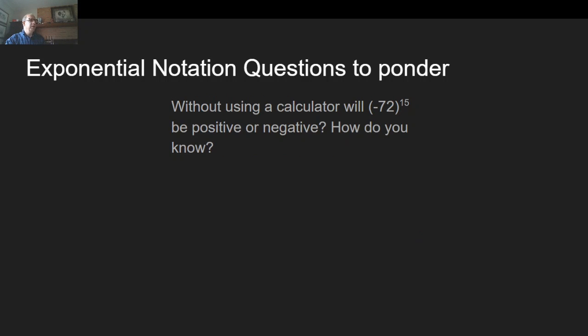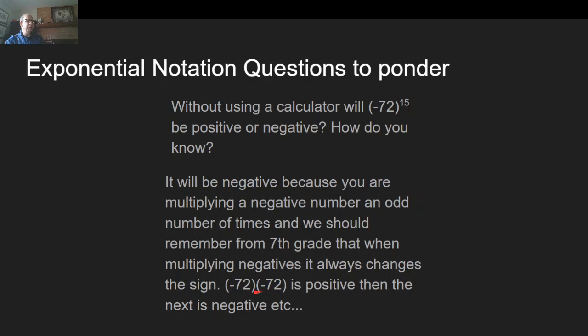Without using the calculator, would negative 72 to the 15th be positive or negative? So they're multiplying it 15 times. So is it going to be positive or negative? It's going to be negative because a negative times a negative an odd number of times, the answer is negative.